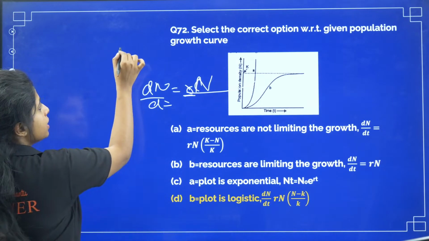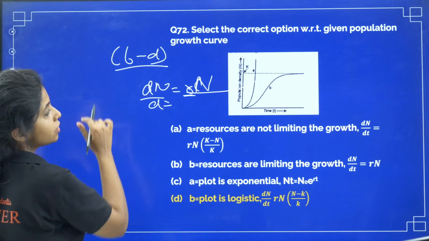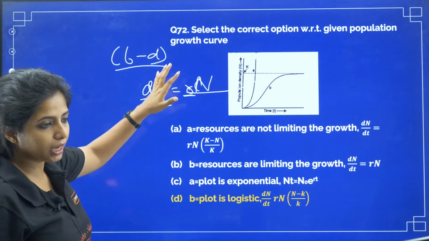Intrinsic rate of natural increase. R suggests b minus d. That is birth and death rate. Okay, that is what it suggests.